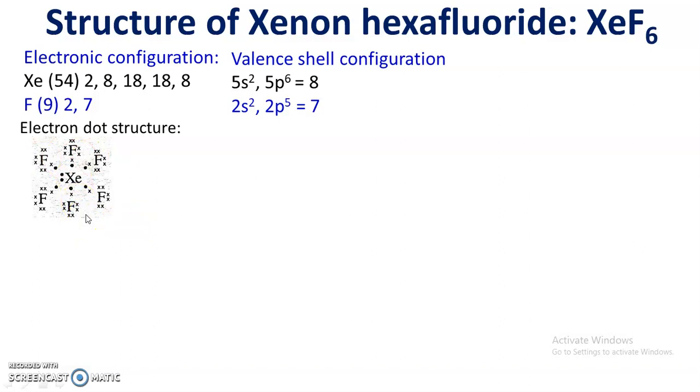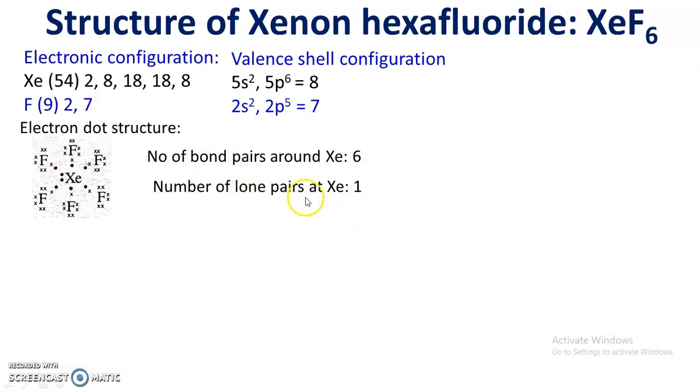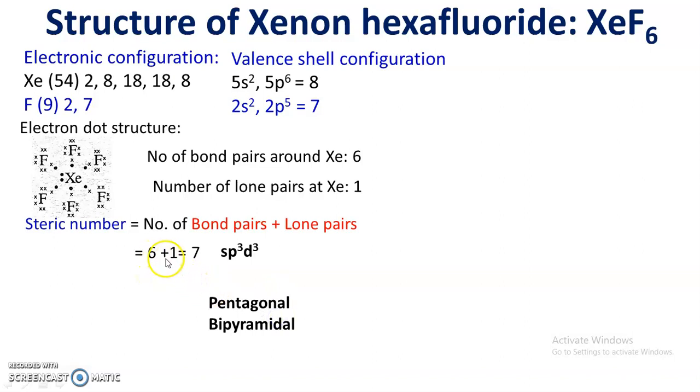Out of the 8 electrons present in the outermost shell of xenon, 6 electrons are contributed towards the formation of bonds with 6 fluorine atoms, and a pair of electrons available at xenon is the non-bonding pair. So here with this xenon, there are 6 bond pairs and 1 lone pair. Steric number is equal to number of bond pairs plus lone pairs. So bond pairs equal to 6, lone pair is 1, that is equal to 7.